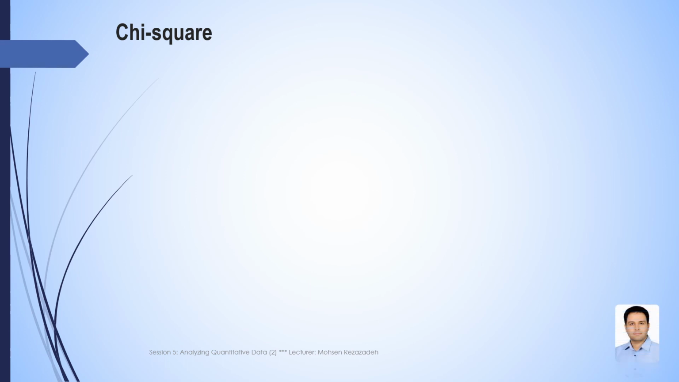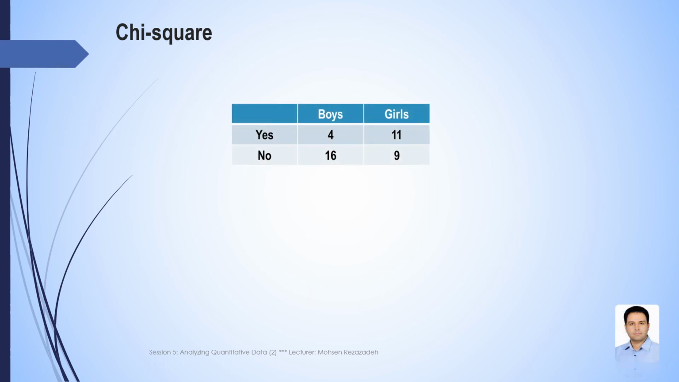Let us take a learner group of 40 students who have participated in a ballot by voting yes or no. The frequency of the votes broken down by sex can be put into a 2x2 grid like the one that you can see here. We have a table in which 4 boys voted yes, 16 boys voted no, 11 girls voted yes, and 9 girls voted no.